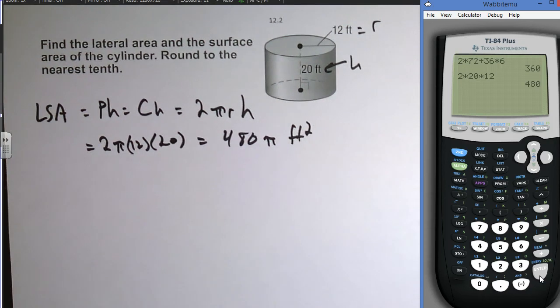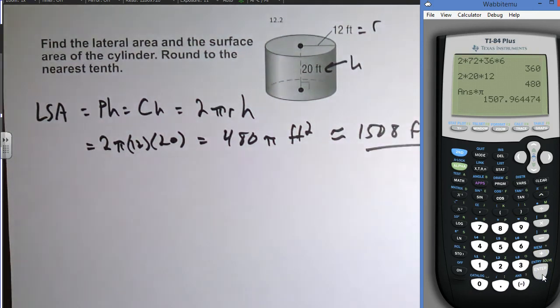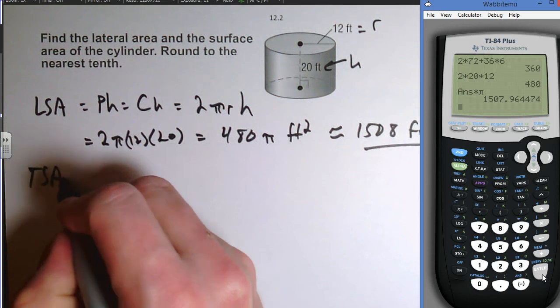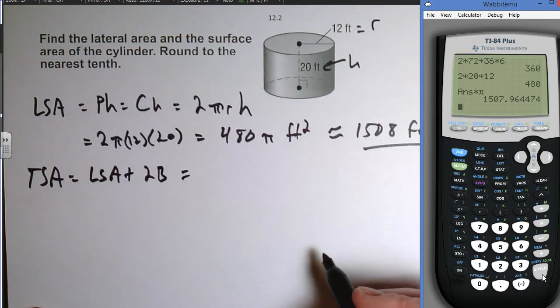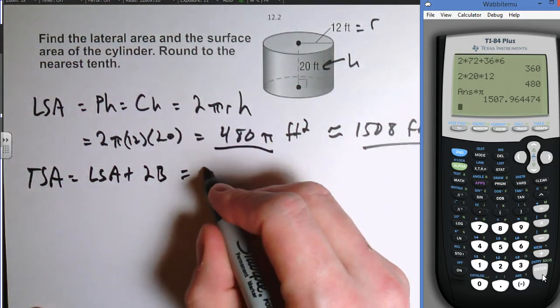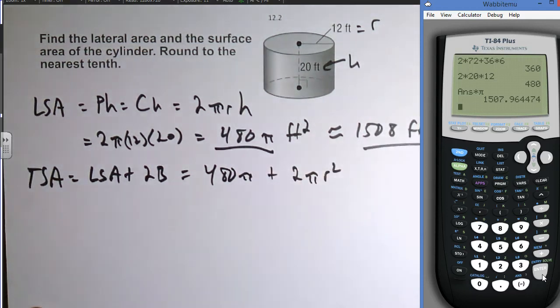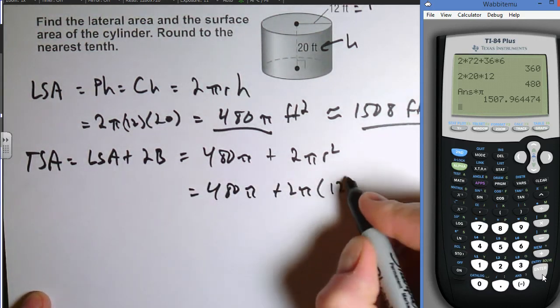But they said they wanted this to be nearest tenth, so now we'll multiply it by pi. And that gives us 1507.9. Well, actually, it's 1508 square feet. Okay. Now, for total surface area, then, it's the lateral surface area plus the two bases. We already know the lateral surface area, 480 pi square feet. The bases are just 2 pi r squared. So 480 pi plus 2 pi times 12 squared.